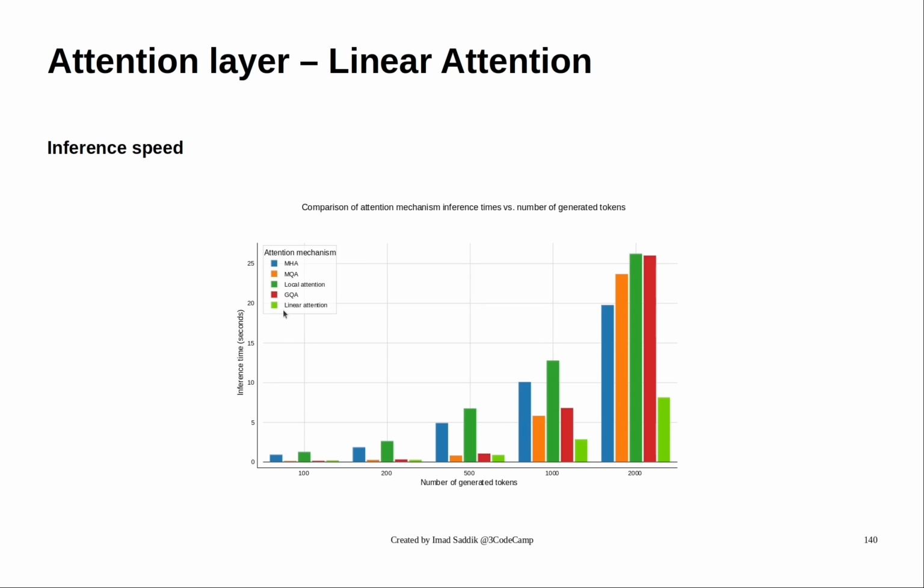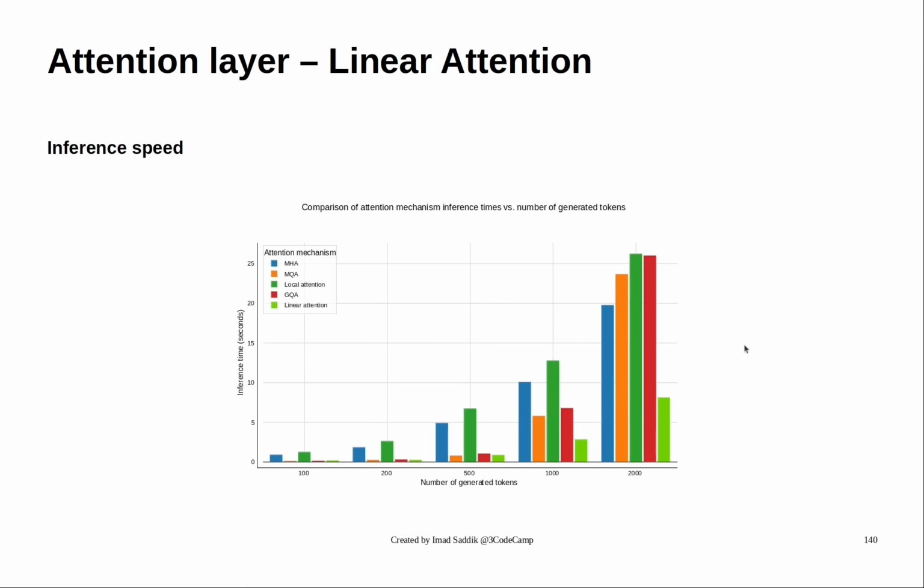Let's see the inference speed to verify if this is correct. So linear attention is this green bar or this light green bar. You can see here. Let's go to 2000 because here is where we see the big difference. You can see that linear attention is super fast. And that's because it doesn't use a lot of memory. I have an RTX 4070 and I have 8 gigabytes of VRAM. And MHA was using almost 7 gigabytes while linear attention was using only 3. This is why this method is super fast.